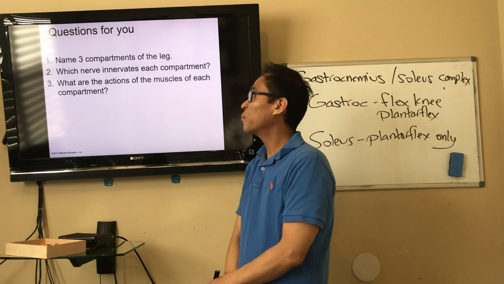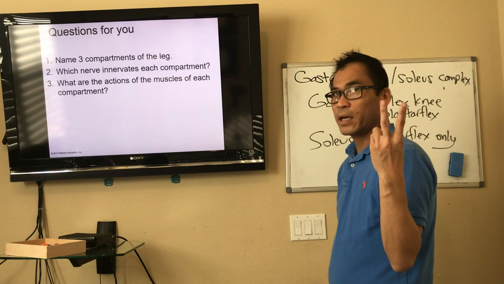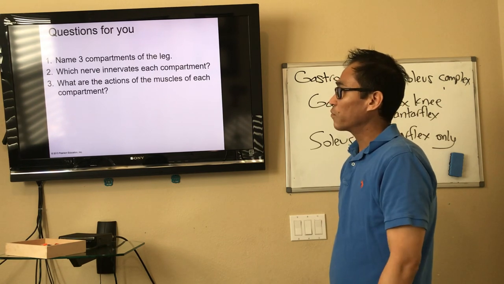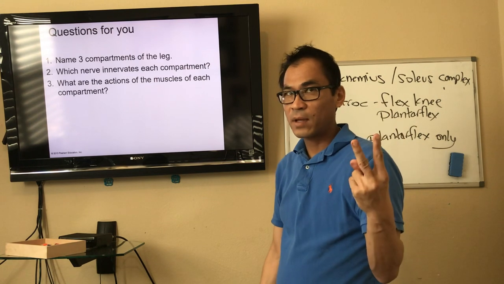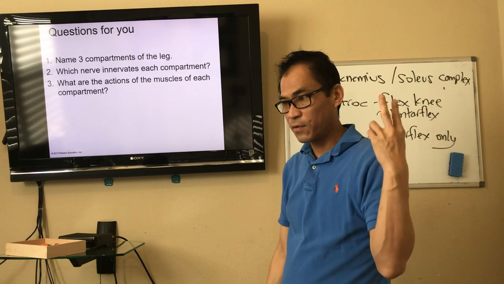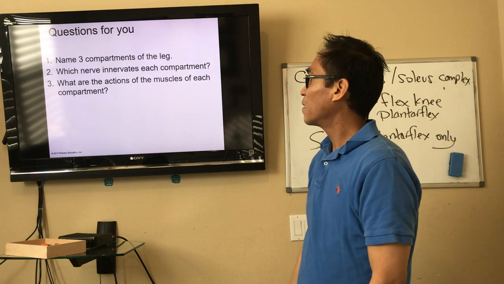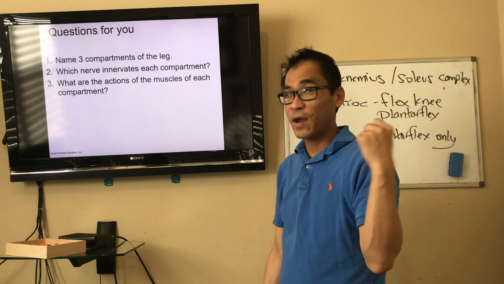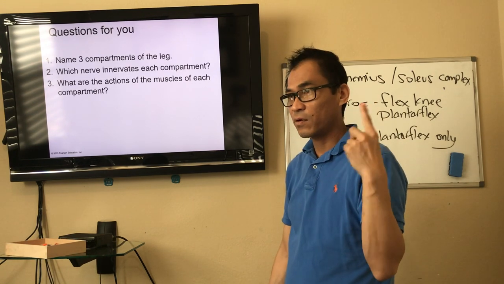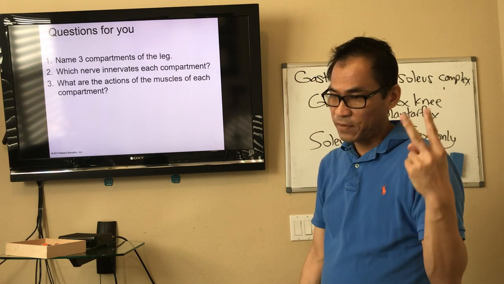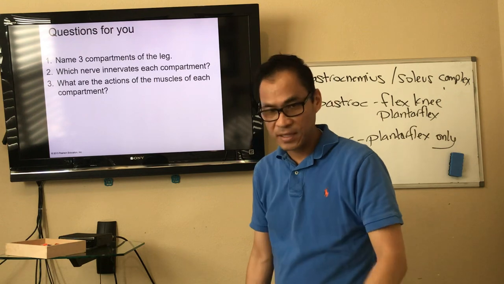Some questions for you. The three compartments of the leg are the anterior leg, lateral leg, and posterior leg. Which nerve innervates each? The anterior leg is innervated by the deep fibular nerve, lateral leg, superficial fibular nerve, posterior leg, tibial nerve. The actions of the muscles of each compartment: if you're anterior, you can dorsiflex and invert the foot. If you're lateral, you can plantar flex and evert the foot. Posterior, mainly plantar flex. All right, that's the end of your muscle lecture.